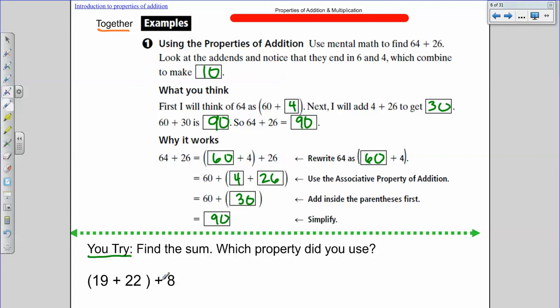All right, let's see. I'm probably going to use the associative property again on this, and I'm going to regroup 22 plus 8, because I know that 22 plus 8 off the top of my head is 30. So then I'm going to have 30 plus 19, which equals 49. So I used the associative property to regroup those.